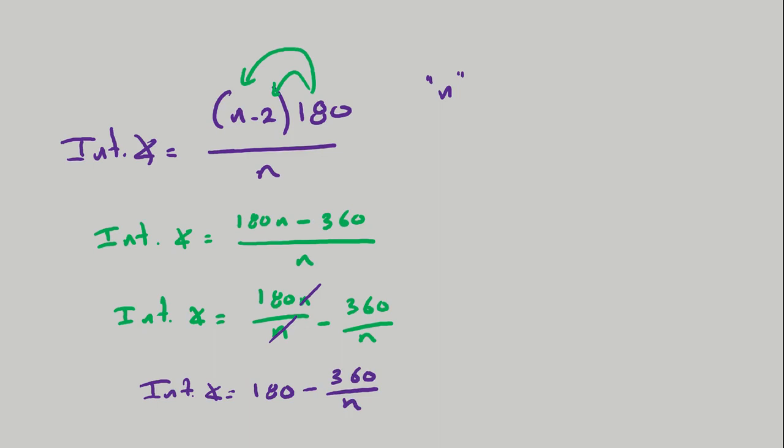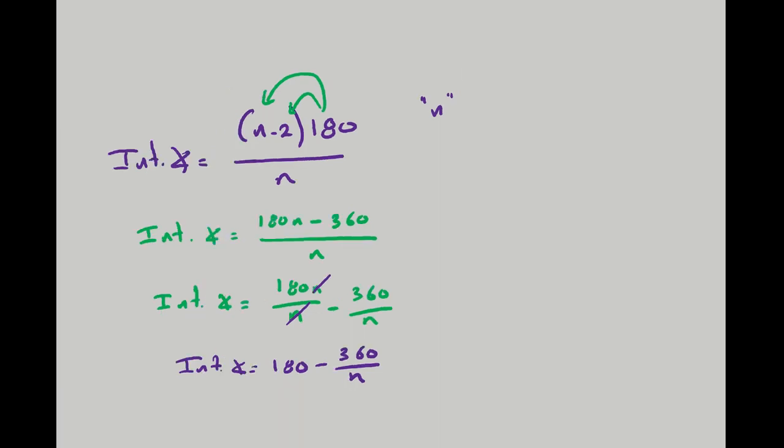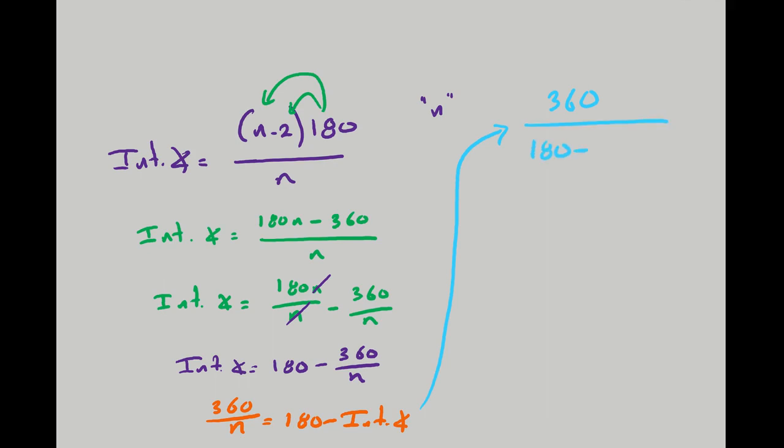Now we're a little bit closer to solving for N. From here, with a little manipulation, we're going to add 360 over N to both sides, and at the same time subtract my interior angle. What that looks like is 360 over N equals 180 minus my interior angle. And lastly, I'm looking for N. Once again, if I use cross product, I end up with 360 over 180 minus my interior angle.